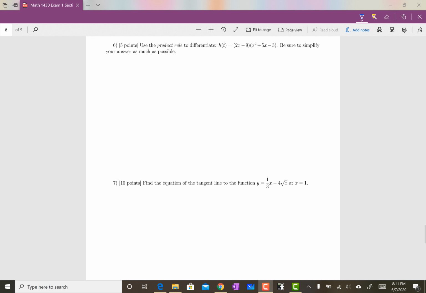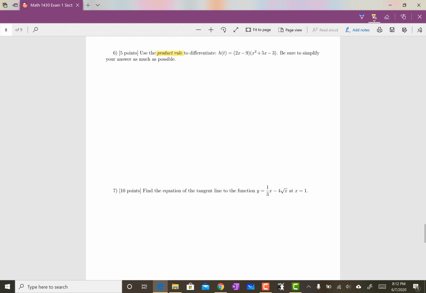We're going to do two problems in this next video. The first one wants us to use the product rule to differentiate the following. So again, be careful with directions because you could actually multiply out h of t, that's not right, that's h of x. You could actually multiply h of x out and then just use the power rule. It would be really fast.